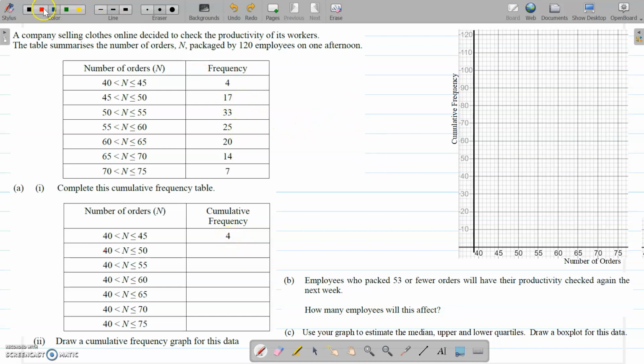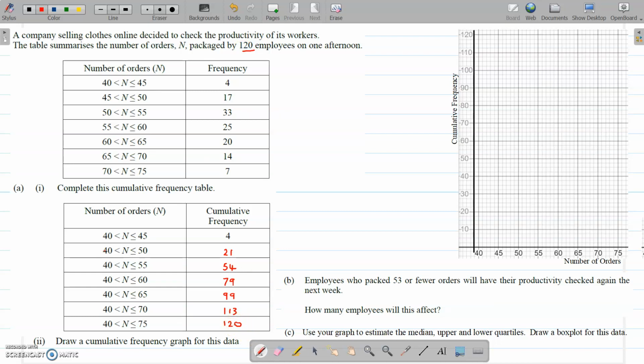Well, this is quite easy. It's like a running total. So 4, we add the 17 on, and that gives us 21. Then we add the 33 on to give us 54. Add the 25, 79. Then we get 99. Add on the 14 to get 113. And finally, we finish at 120, which is the number given in the question. So we've got a pretty good idea that that's right when we see that 120 there.